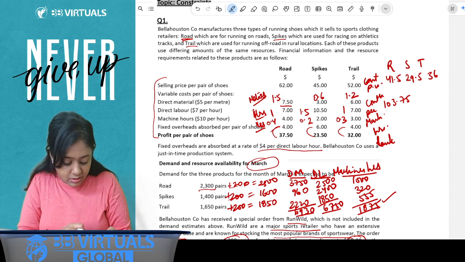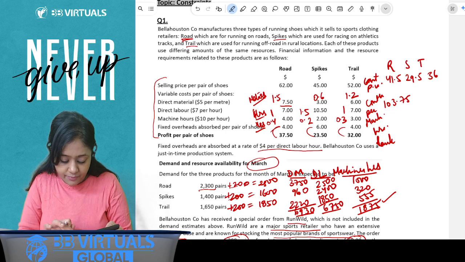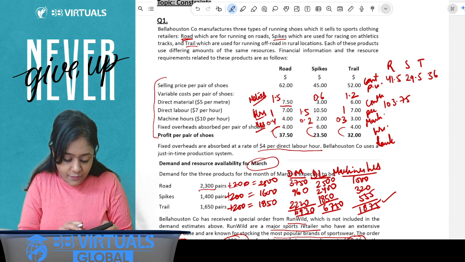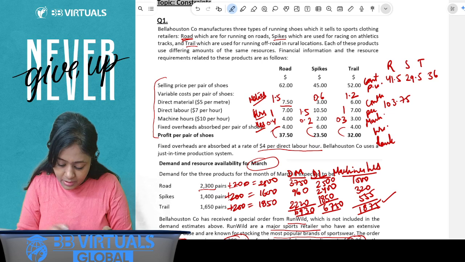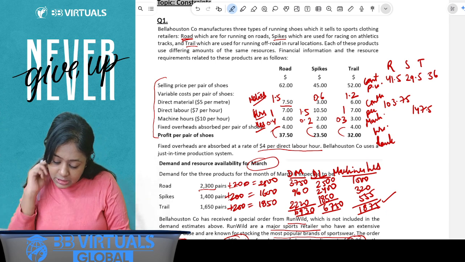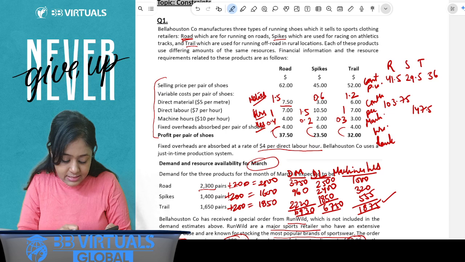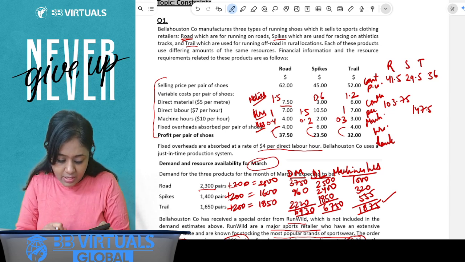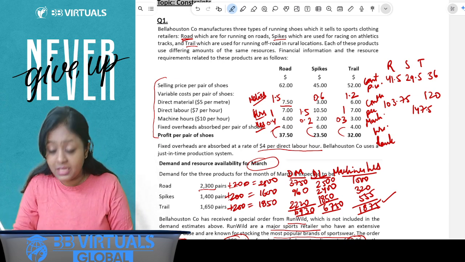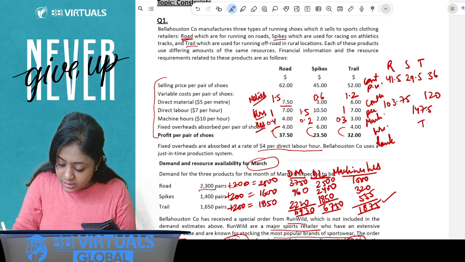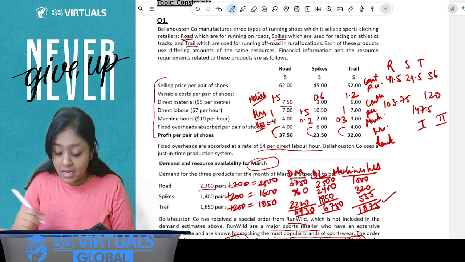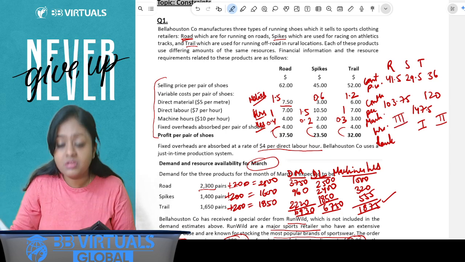Right, I'll just calculate it again: 41.5 divided by 0.4 is 103.75. For spike, we will get 29.5 divided by 0.2, I get 147.5. And for the third one, 36 divided by 0.3, and I get 120. So now we can do the ranking. As per the ranking, the maximum contribution is this. So let's make spikes first, then target making trail, and then target making road for the remaining hours.